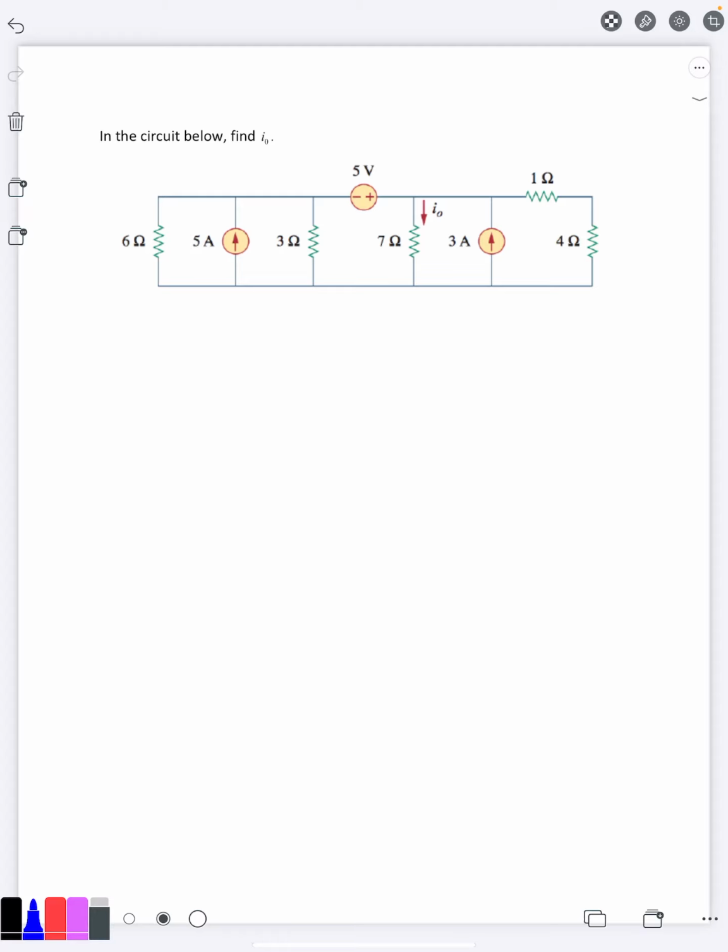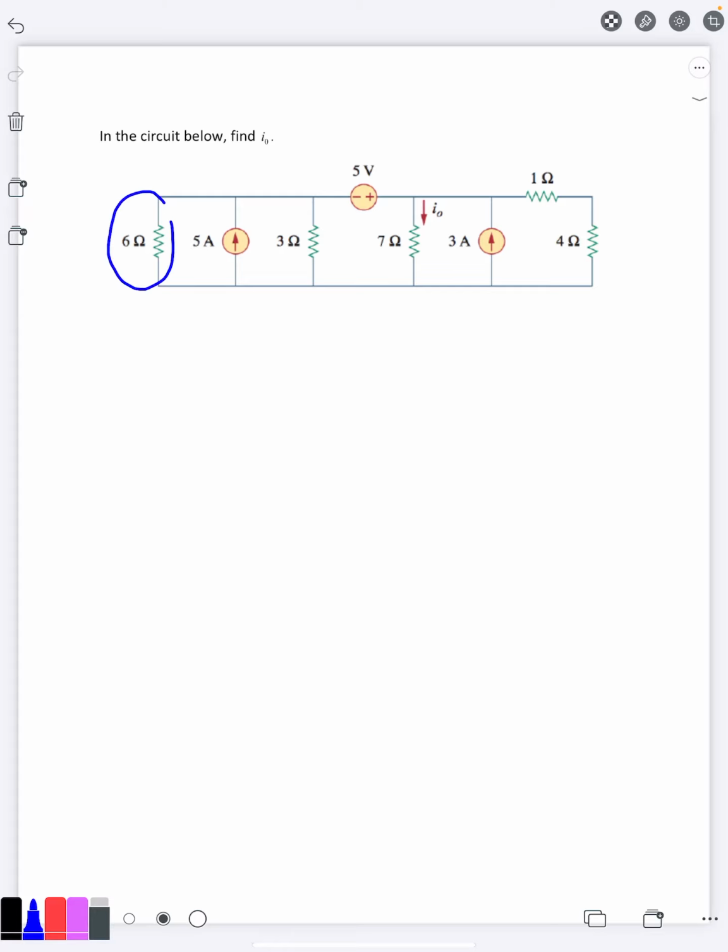We've got the node on the bottom, looks like maybe 3 nodes here, but 2 of them you might deal with supernode depending on where you chose your ground. However, what we're going to do now is use source transformation, and we won't ever really solve a system of equations at all. We're just going to simplify the circuit.